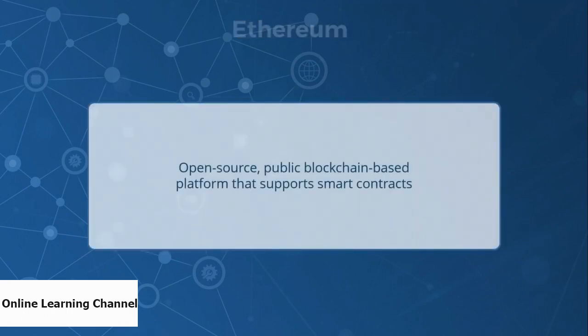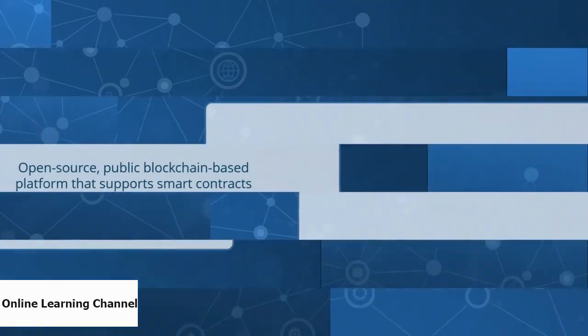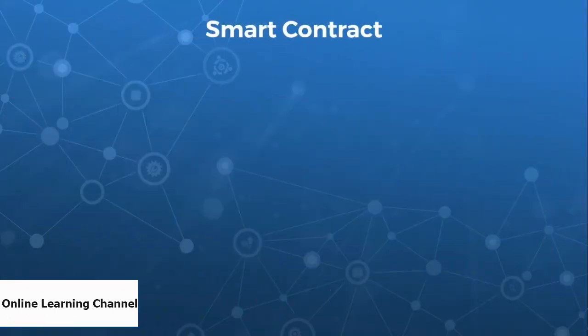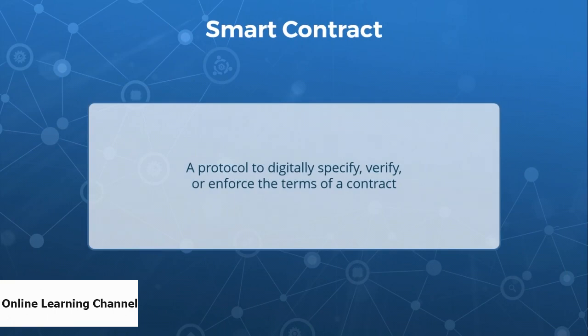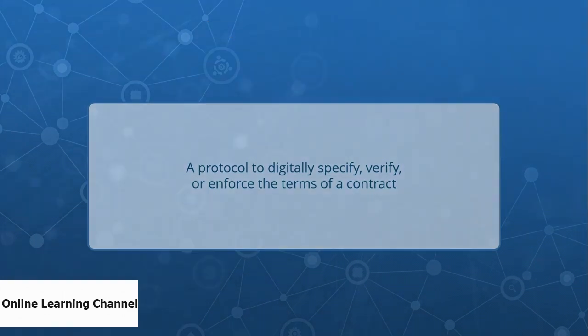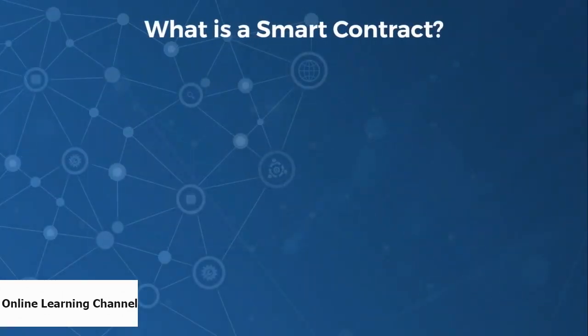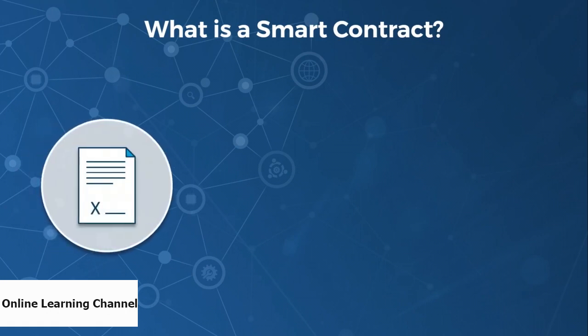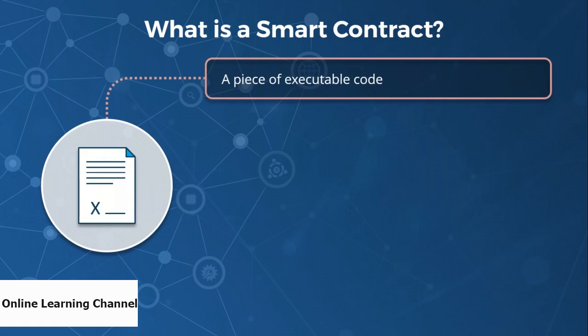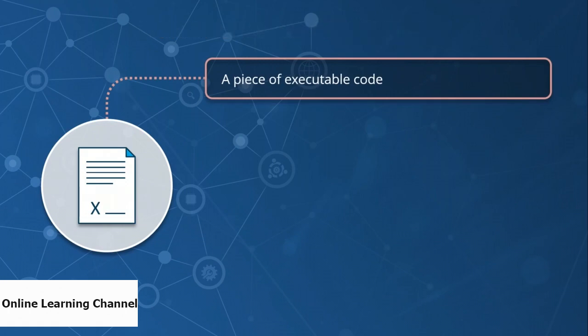Which brings us back to what a smart contract is. As we had discussed earlier, this can be thought of as a protocol to digitally specify, verify, or even enforce the terms of a contract. We can now dig a little deeper into what exactly a smart contract represents. So this is in fact a piece of executable code. There are a number of high-level programming languages in which smart contracts can be defined, and then they can be compiled to an executable form which can be executed on the Ethereum virtual machine.